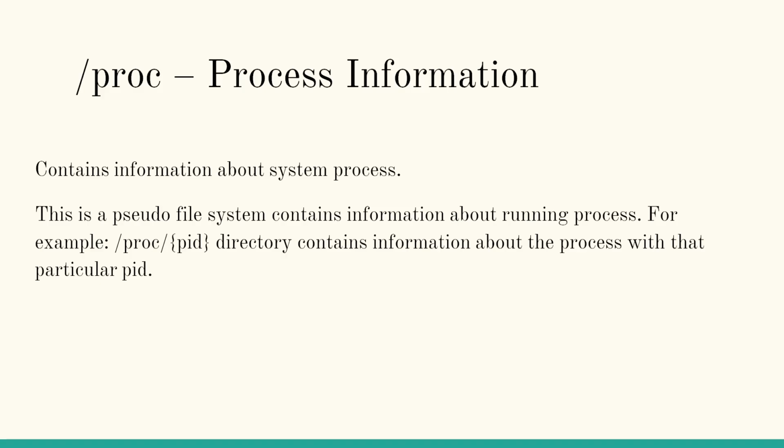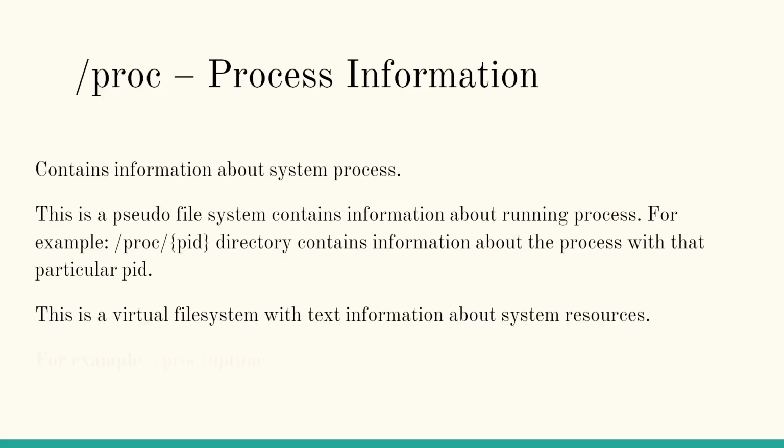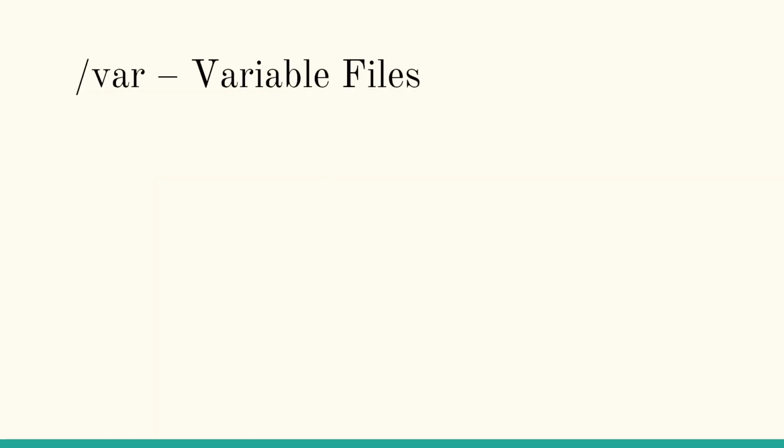And under /proc/ the PID, for example, 900. If you go to 900, you will find all the information about this specific process. This is a virtual file system with text information about system resources. So for example, /proc/uptime. This is one of the entries. Now let's start with the var, or variable files.